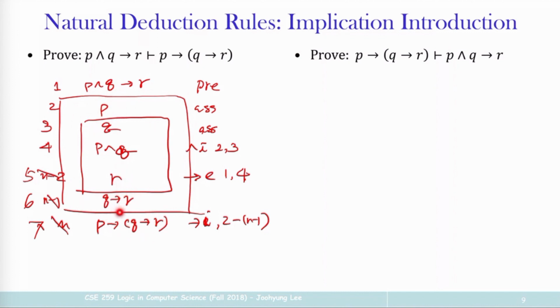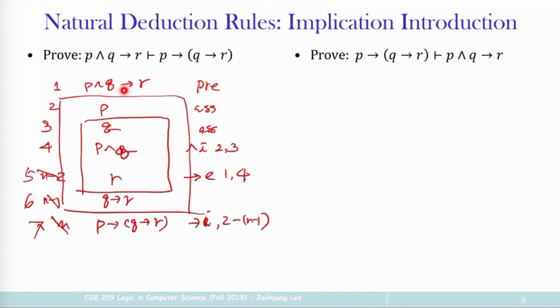Now, how do we derive Q implies R? Again, the same principle. If I assume Q, and if we can derive R, then we can derive Q implies R. So, how do we derive R from the facts that we established in lines 1 to 3? We just introduce conjunction in line 4, okay? And then 1 and 4 derive R. We are done.